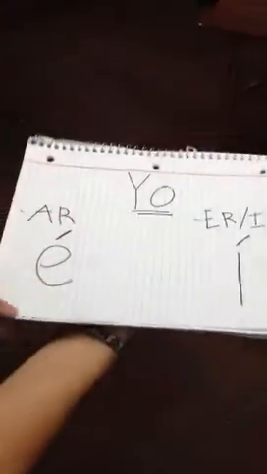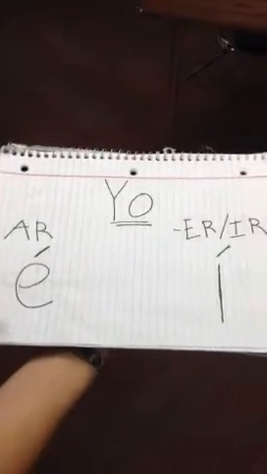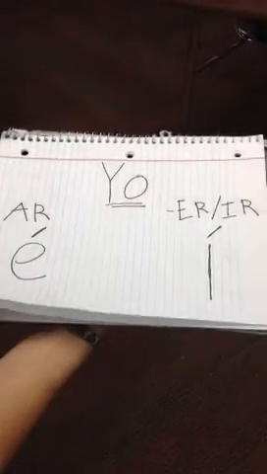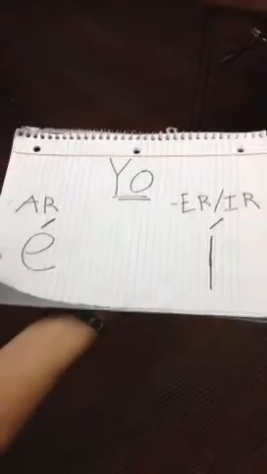I'll be talking about the regular endings for the preterite tense. When you're conjugating for the yo form, AR verbs just add an é with an accent to the end. For ER and IR verbs, add an í with an accent to the end.